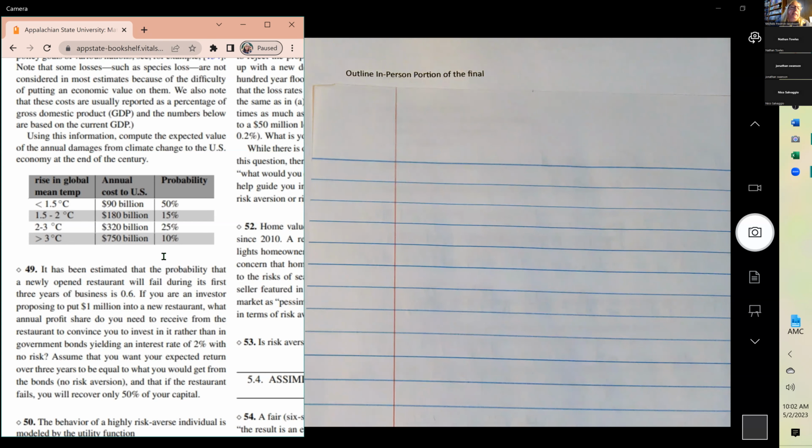To find the expected value, you take the weight or the cost, in this case, times its probability. Now, this is all in billions, so we could find it and then tag the billions on rather than putting all those zeros in.